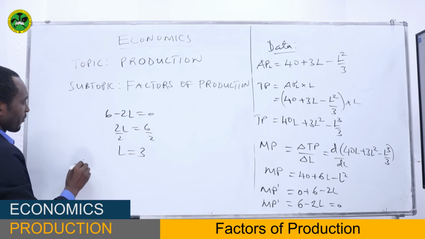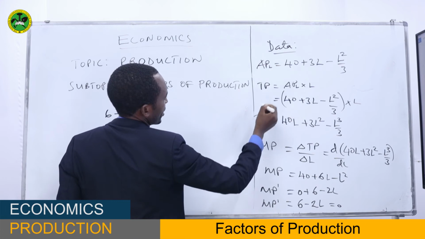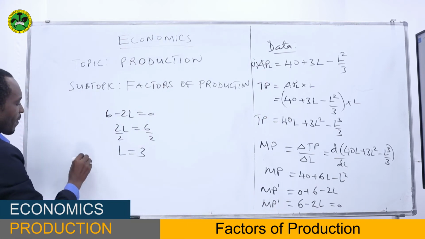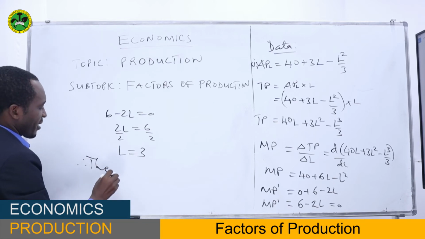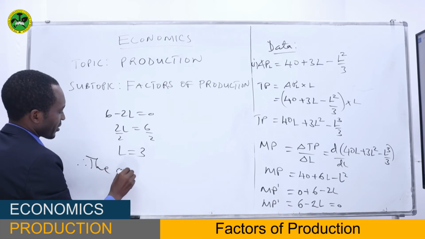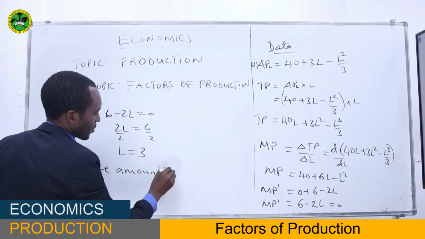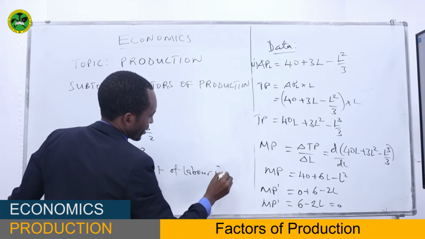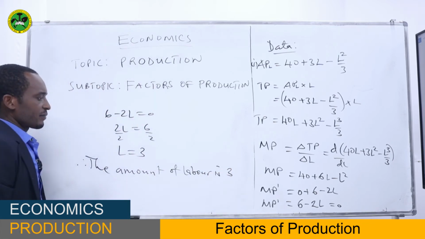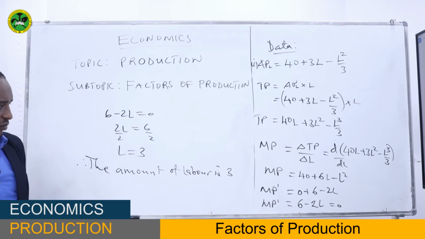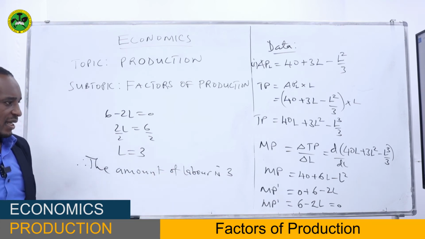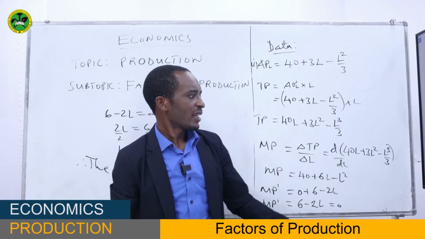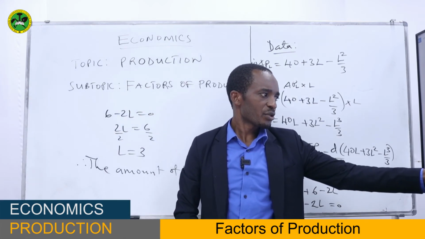So therefore, for case 1, Roman 1, the amount of labor is 3, or 3 units. The second, we are asked to calculate the output at the beginning of stage 2 of production.